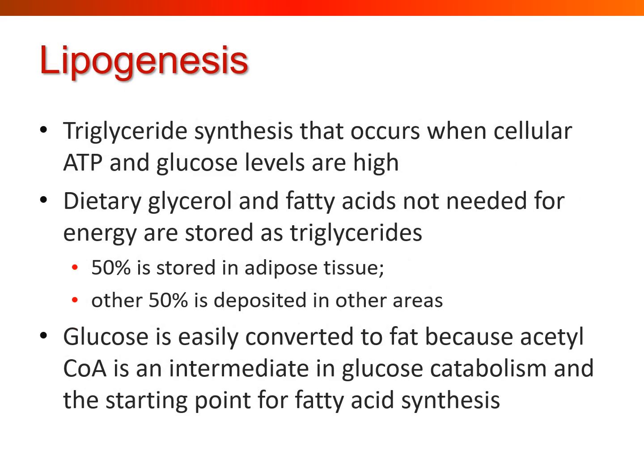Okay, so we know that ketone bodies are when we've used fat, broken down fat, made the ketone bodies, and now we can use ketone bodies as our fuel source. But what about making fat? Lipogenesis. Well, we know the body's really good at that. Plenty of us have evidence of that. So yeah, we can actually make fat. It occurs when cellular ATP and glucose levels are high. So if we have a lot of glucose floating around, and the energy to do so, we can actually make fat. Now, dietary glycerol and fatty acids are not needed to do this.